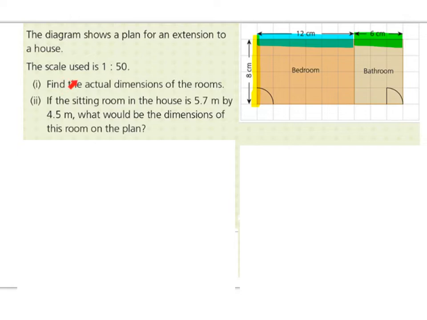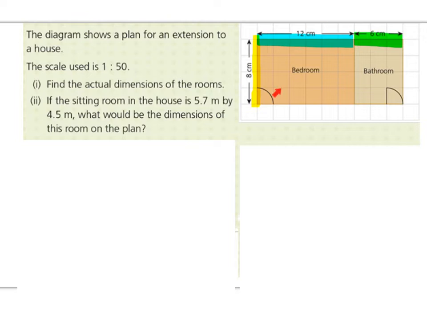Question 1. Find the actual dimensions of the rooms. So in real life. This is the small measurements on the plan. What are the big measurements in real life? And part 2. If the sitting room in the house is 5.7 meters by 4.7 meters, what would the dimensions of this room on the plan be? So we'll start off with part 1. Find the actual dimensions of these rooms.